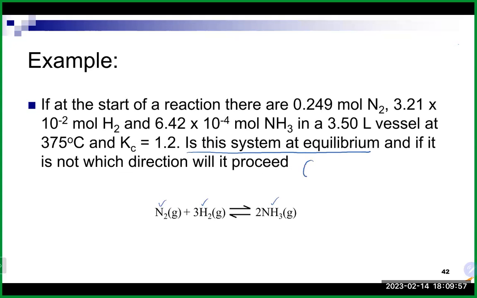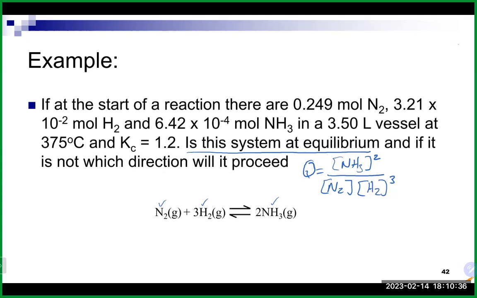So we do want to calculate Q. And once again, Q is calculated the exact same way as you would do K. So it would be our product, the concentration of NH3. And just like we do with K, we will have to square it because of the coefficient. That would then be divided by the concentration of N2 times the concentration of H2. And once again here, we will cube it because of the coefficient that's in there. So basically the exact same way as you do K, exact same rules. If it's solid or liquid, you leave it out and you don't deal with it. So obviously just gases and aqueous. Any questions on that there?